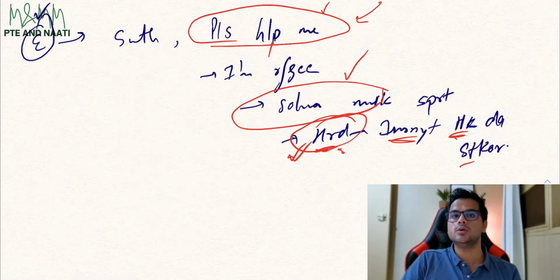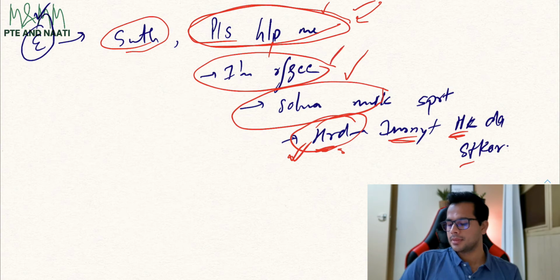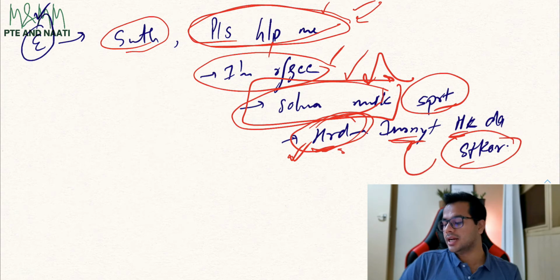So now when I try to translate out this segment, this is how it would sound like. Mr. Smith, please help me. I'm a refugee and I want to get support in your beautiful country. I've heard that your country has a great respect for human rights. So this is how I would be translating.